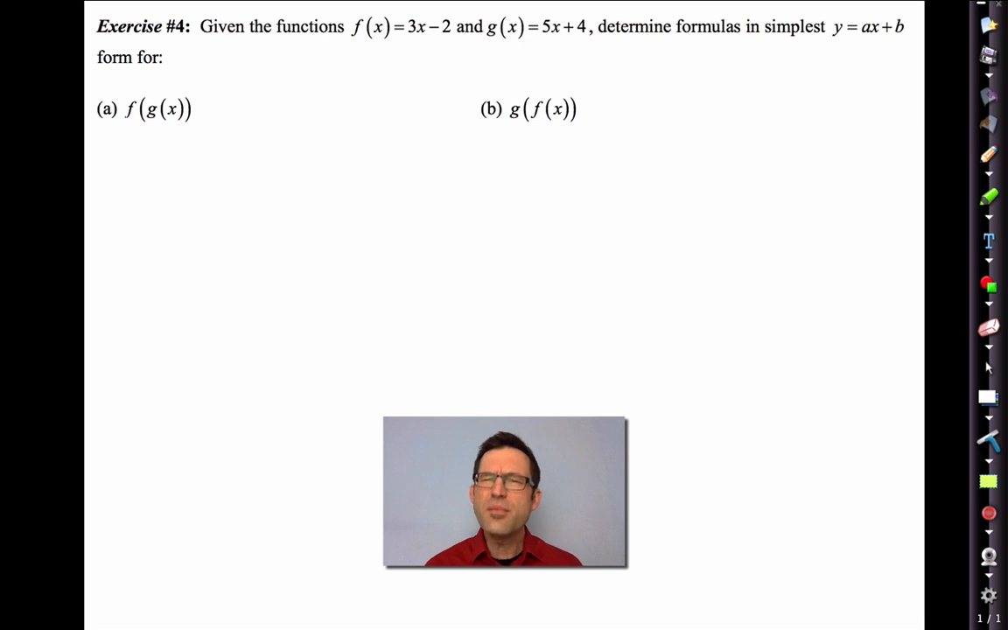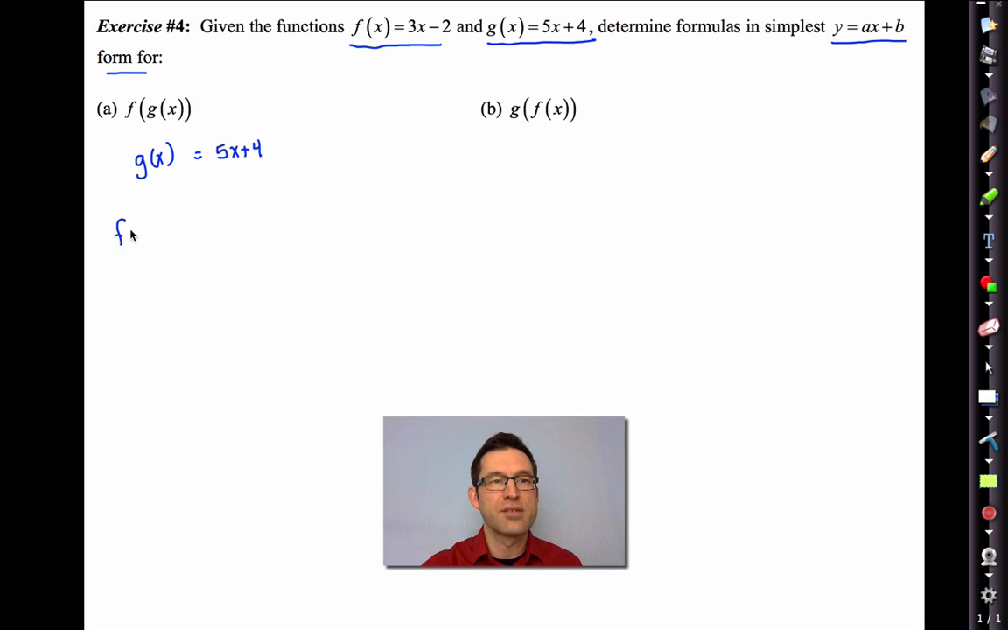Okay, now, sometimes what we want to do is come up with a formula for composition so that we don't have to do it for each individual x. Now, this can be a little confusing, so let's take a look at it with a pair of linear functions. f of x equals 3x minus 2, g of x equals 5x plus 4. It says determine formulas in simplest y equals ax plus b form for f of g of x. Well, strangely enough, we really don't do anything different than what we were doing. If I put x into g, I get 5x plus 4.